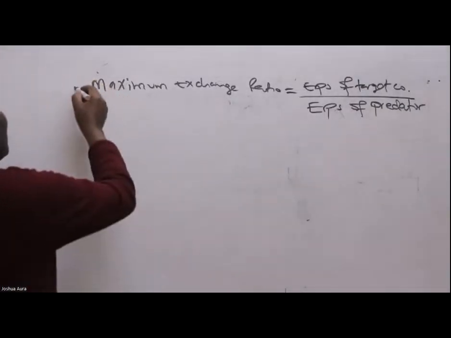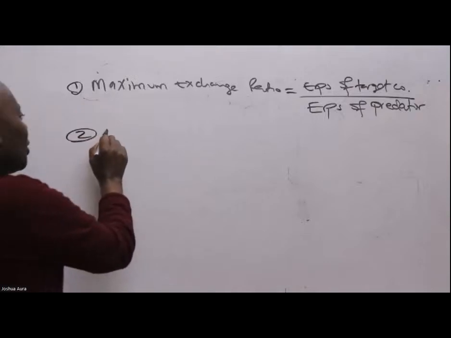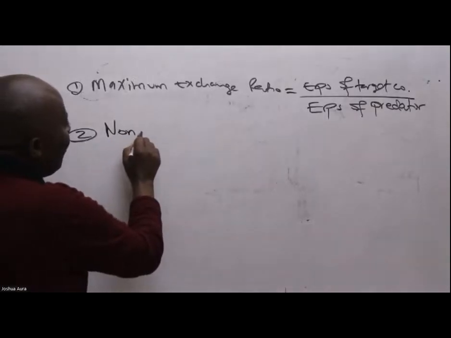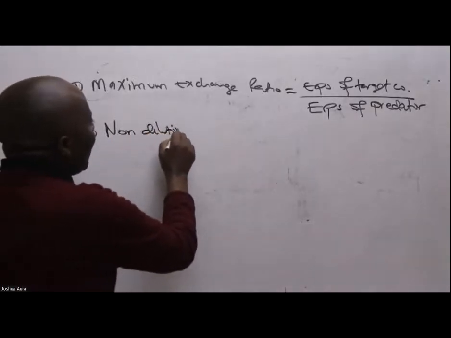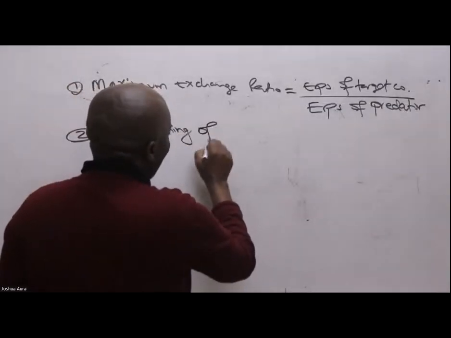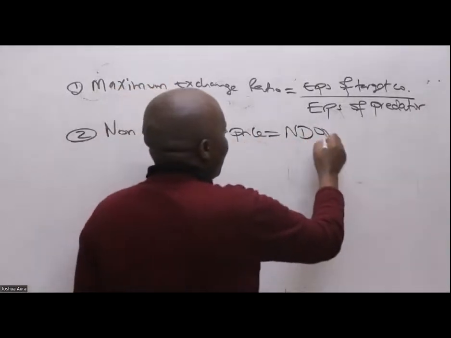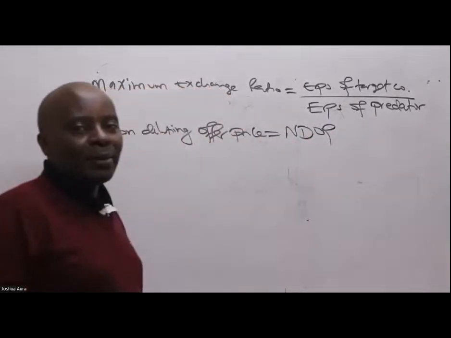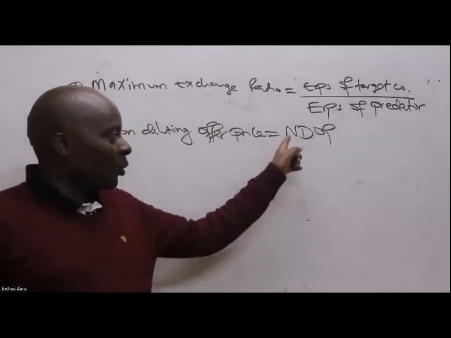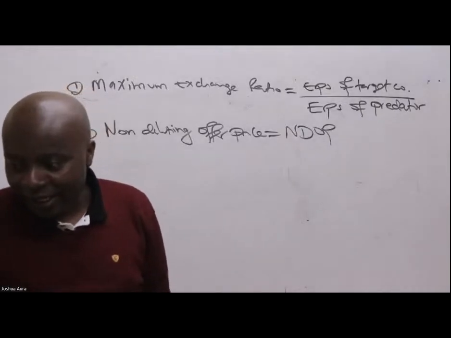Now, ladies and gentlemen, this is number one. I would want to see whether there is anybody who can remember the formula of getting the non-diluting offer price. This is what we call NDOP. I'm so sure there are students who will not be able to pronounce it, but we shall overcome. All of us are Kenyans.